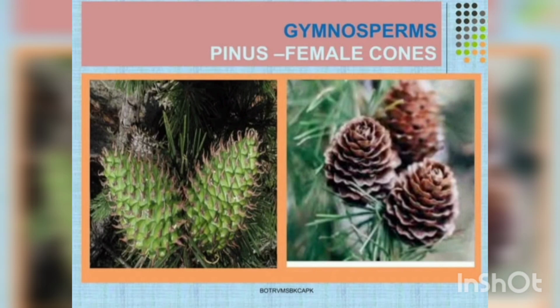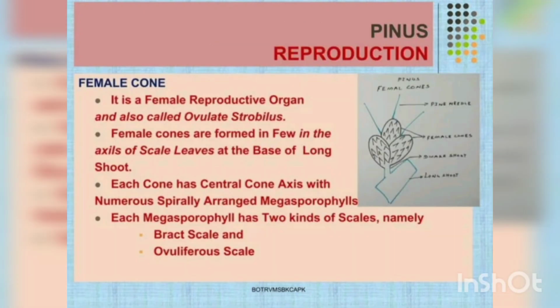Now what we see here is the female cone of Pinus. When the female cones are at a younger stage, they are green and fleshy, but when mature, they become brown and woody. The female reproductive organ, also called the ovulate strobilus, is formed in the axil of scale leaves at the base of the long shoot.